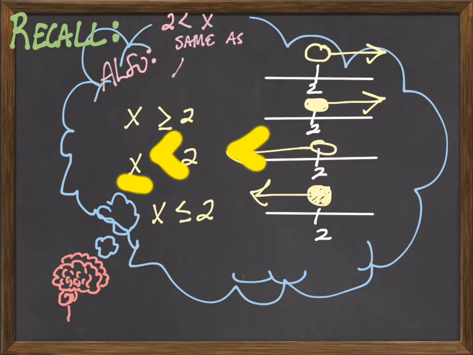Also remember that 2 less than x is the same as x less than 2. My advice would be that if you have these ones, you turn them to look like this, so that x is on the left, the variable, or whatever.